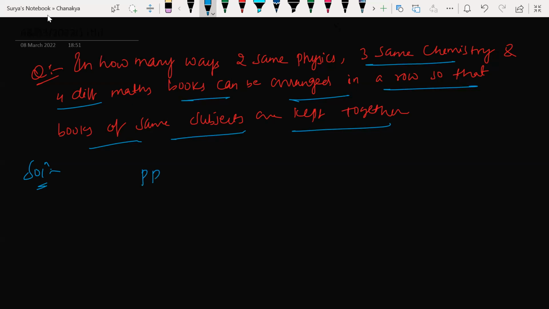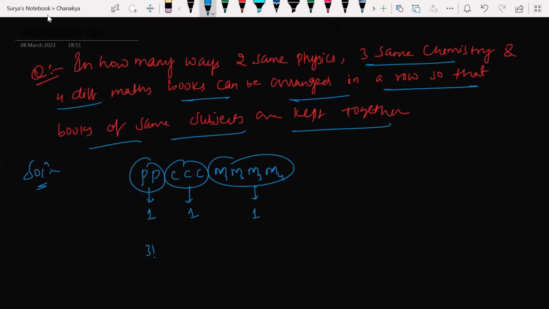So 2 physics, 3 chemistry, 4 different math books. So math 1, math 2, math 3, math 4. So this together, this together, this together. Whenever you have the same type of objects, I'll consider that as one unit. This is the first unit, this is the second unit, this is my third unit. So these 3 units can be arranged in 3 different ways.